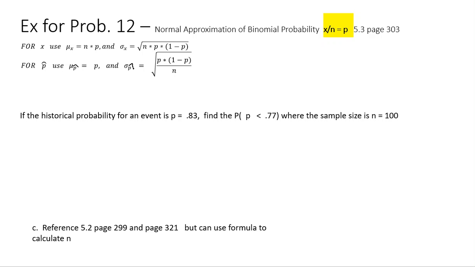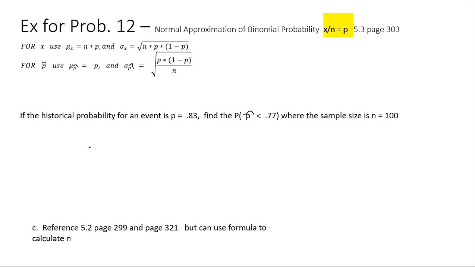Okay? So number 12 looks at a problem like this. It says if a historical probability of an event is p equals 0.83, find the probability that p hat, some sample, is less than 0.77. So if the probability of a historical event occurring is 83% for any given event, what's the probability that in a sample the probability will be less than 0.77? And the sample size is 100.